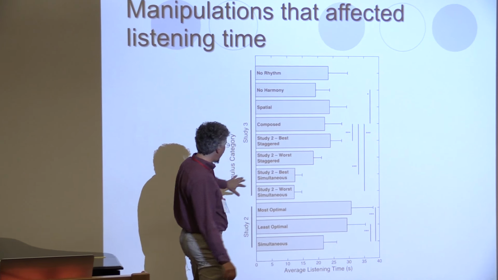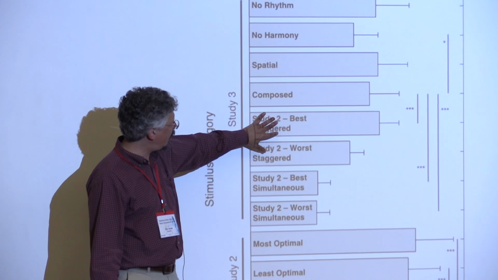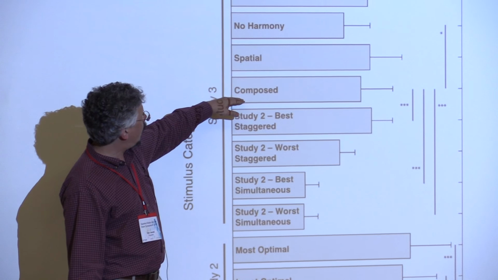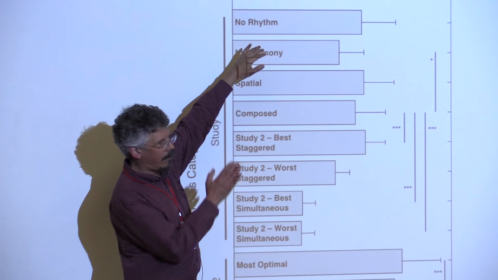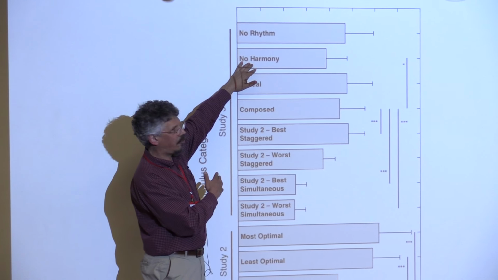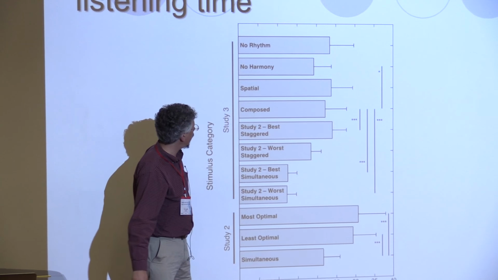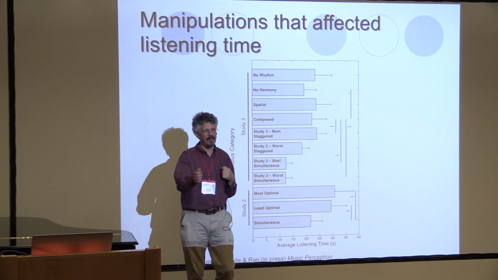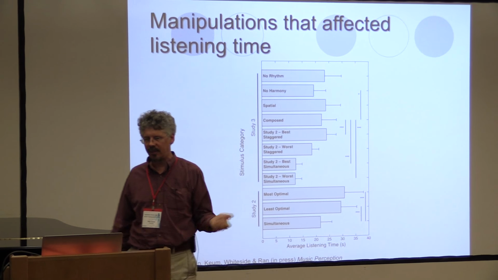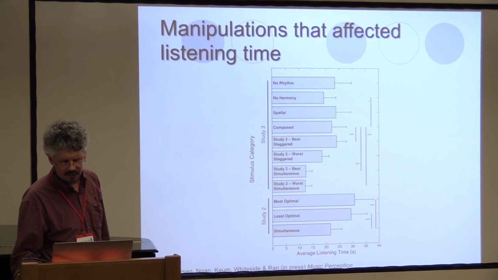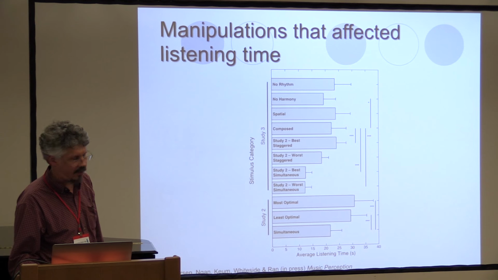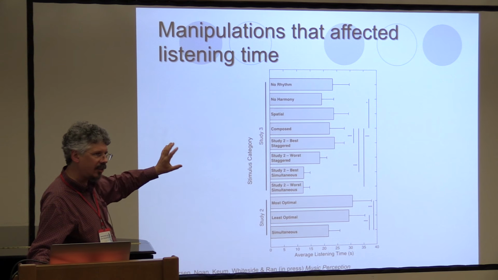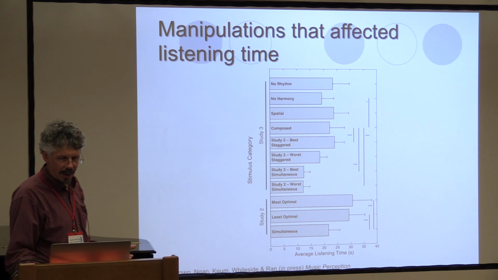So again, here's simultaneous entrances, here's staggered entrances. That has by far the largest effect. When we composed stimuli and then either made them isochronous or stripped away the harmonic information, that really didn't change much. It was really the staggered instrument entrances explaining most of the differences in listening time. There's a small effect of stripping away the harmony, so people did actually want a little bit of changing harmonic content.